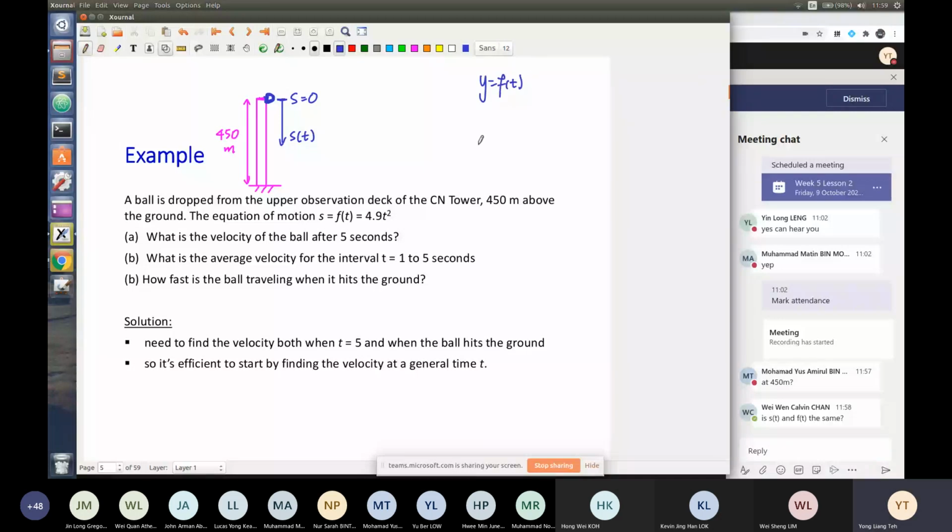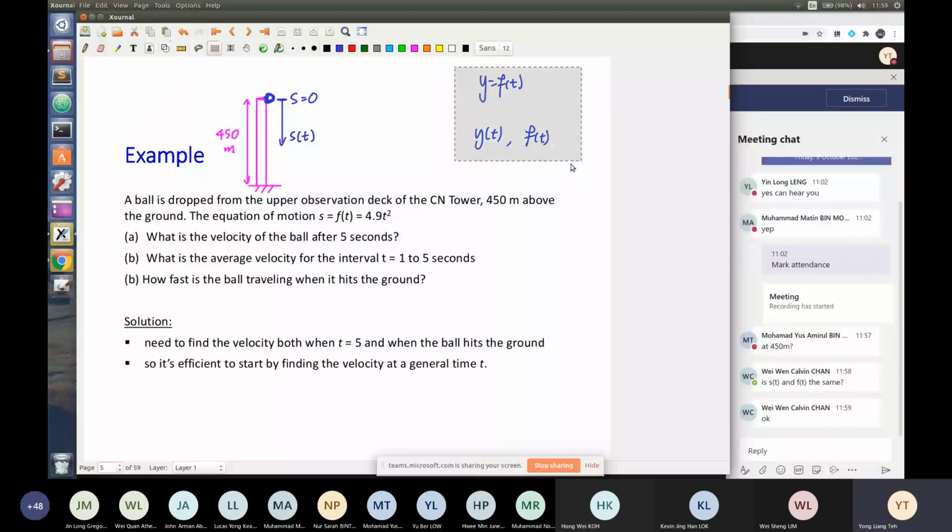Sometimes we write y of t directly, or we can also write F of t directly. So this is just different ways of writing the same function. You can see that this S of t is coming down positive, starting from S equals 0 at the top of the tower. Now we are supposed to find the velocity of the ball after 5 seconds.